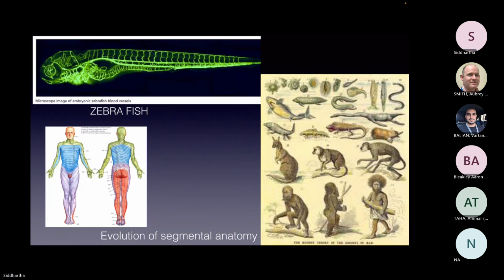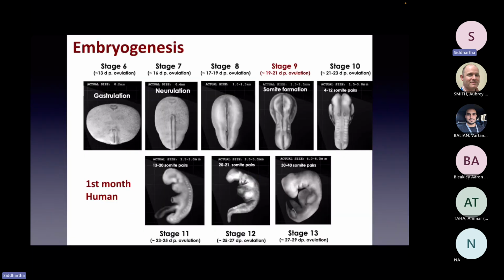So this is the embryogenesis. We can see in stage 6 we get the gastrulation, and then as the embryo starts developing, you develop the somites. The French word for the somites is metamere. The somites are there, and by the time we go to stage 13, you have a well-formed baby, and the neural system starts developing at that point.